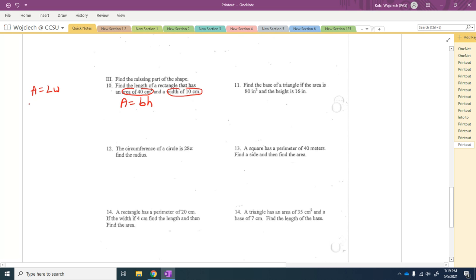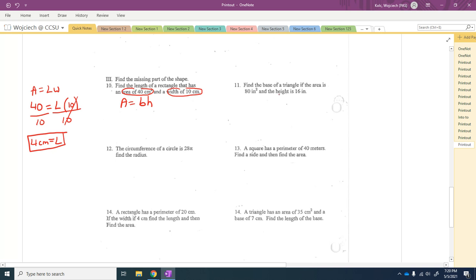So area will be equal to 40, and we are looking for L, so I'll keep it L, and the width is 10. So this means 40 equals L times 10. The inverse operation of multiplication is division, so divide both sides by 10. And L will be equal to 4 cm. An easy way to check it is to work backwards. 10 times 4 is equal to 40.